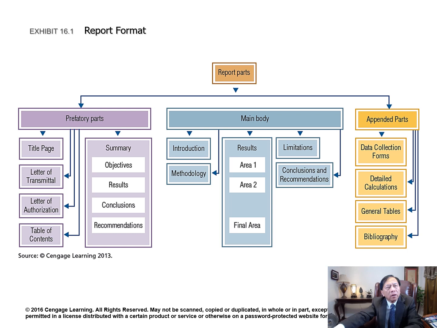You have what we call the prefatory parts. Prefatory parts: that's the title page, the transmittal, the authorization, and the table of contents. Then the summary: you have objective, result, conclusion, recommendation, right? In the main body, you have the introduction about this whole thing, the methodology used, results, area 1, 2, 3, and the final area, the limitations, conclusion, and recommendations. These are the appended parts: appendix, collection forms, detailed calculations, general tables, and references.